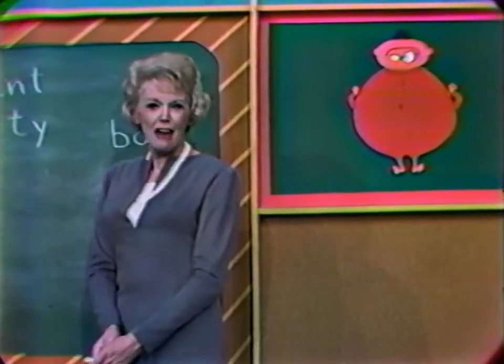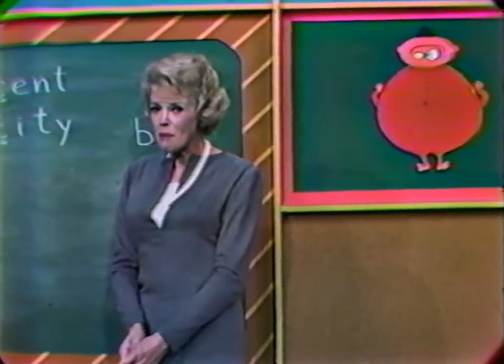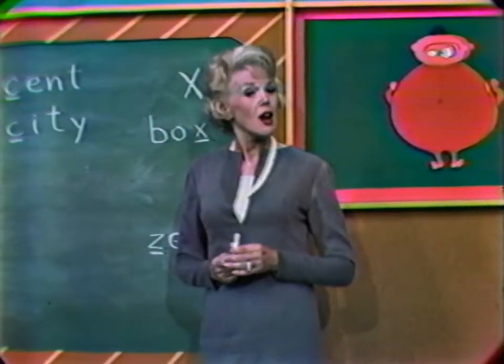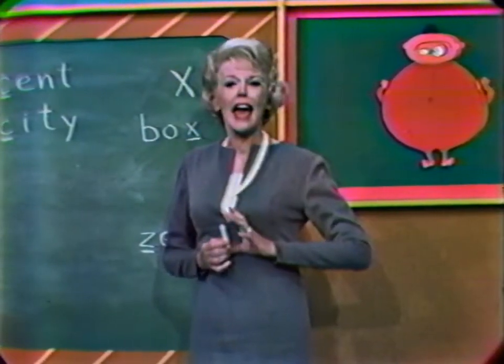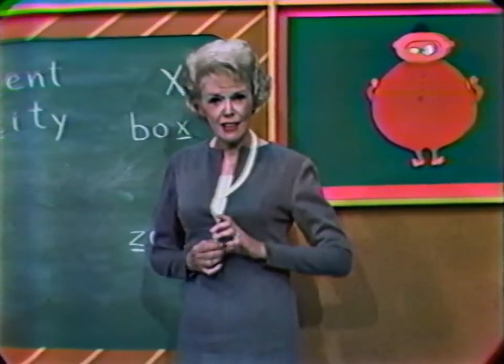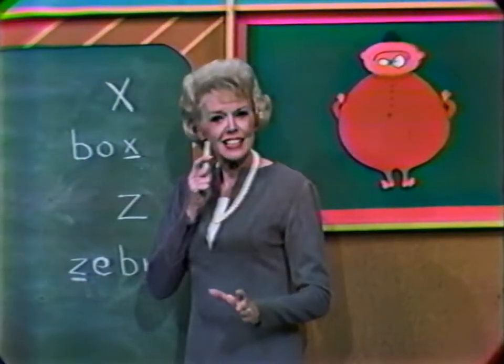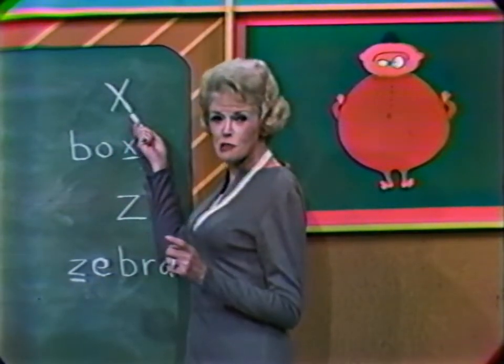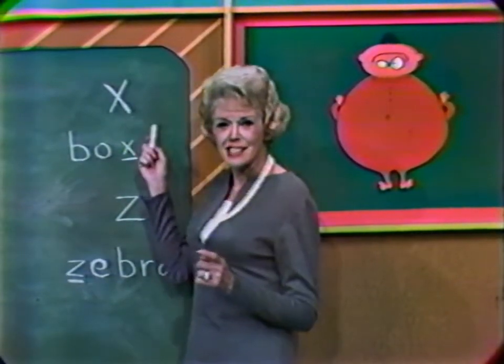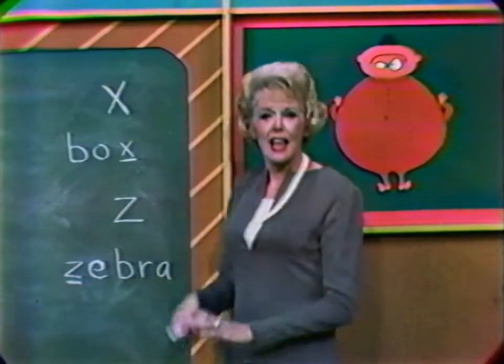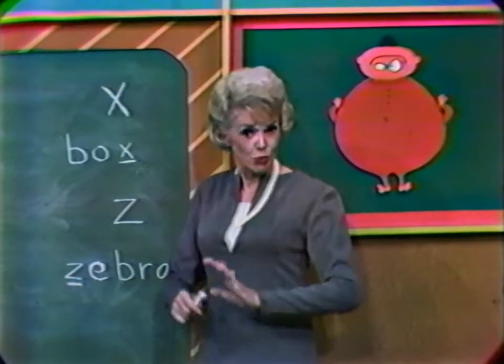Well, now we have two more letters that are easy to remember because one of them comes mostly at the end of words, and one of them is at the very end of the alphabet. Now, what is this? It's a box. And what sound do you hear at the end of the word box? The letter X. X marks the spot. The clue to X is at the end of box. And you'll find the letter X mostly at the end of words like box.